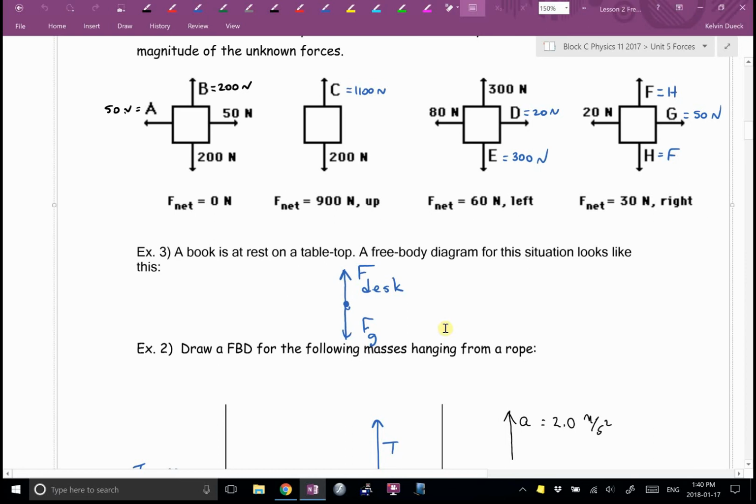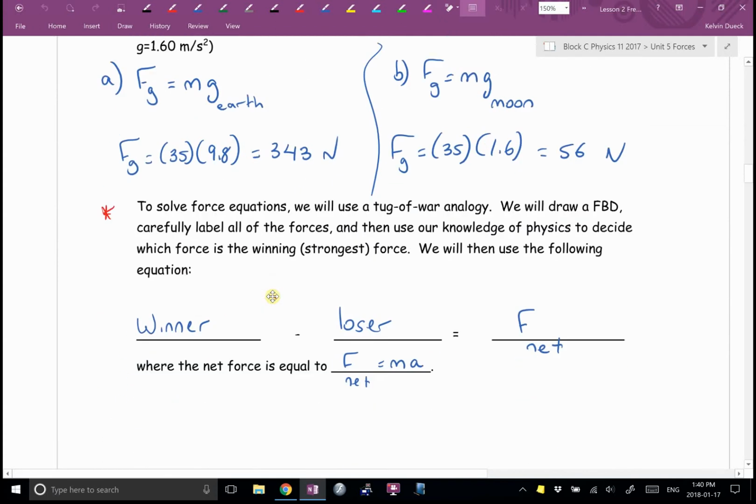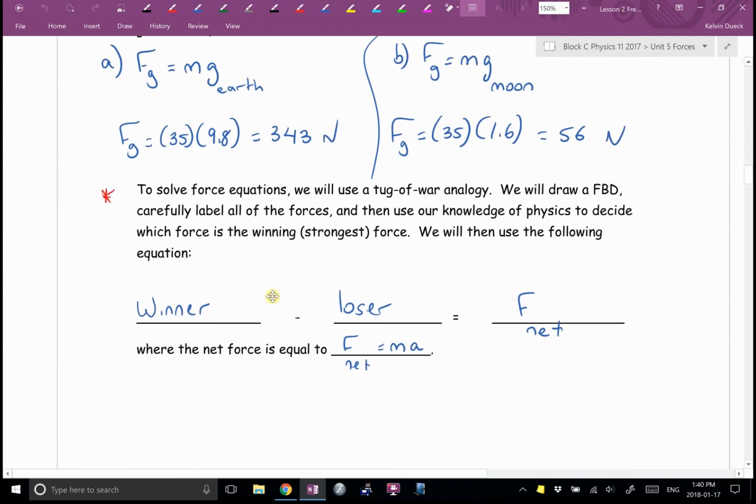So we said that we're going to show the rough magnitude of the forces by arrows. If I know two forces are the same size, I'll eyeball it, but I'll try and make the arrows the same size. We're going to figure out missing forces that must be there using Newton's laws. And then we're going to use what I call the tug-of-war analogy. We're going to say which force is winning, which arrow is longer, which way it is accelerating. And we're going to go winner minus loser equals F net, where F net was always MA.